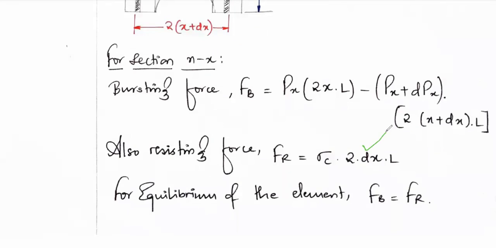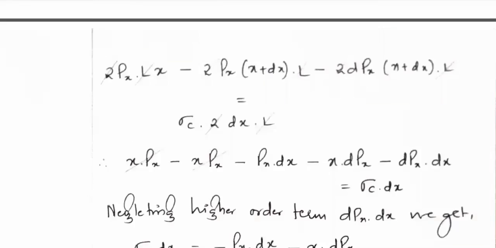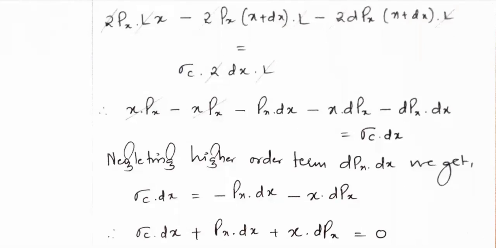It is 2L dx. So in this case, bursting force will be your action, resisting force will be your reaction. If this cylinder has to be in equilibrium, then both of these forces have to be equal. So I equate both of these forces. By equating these forces, I'll be getting this equation. I have equated the expression for bursting force and the expression for resisting force.